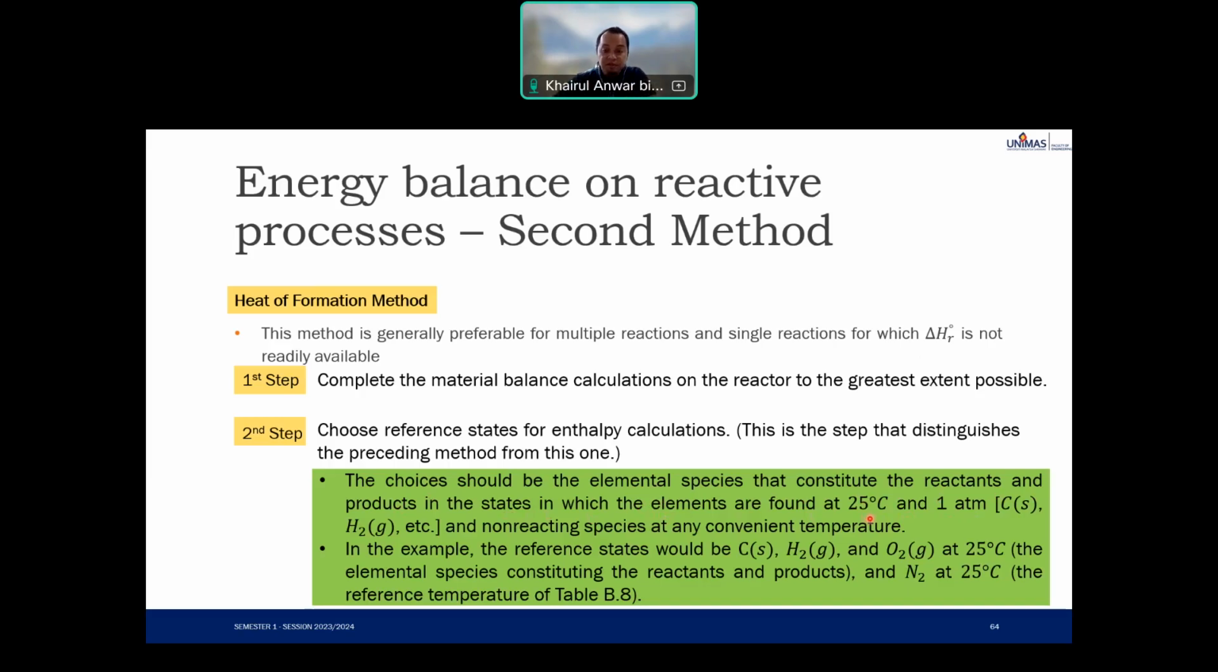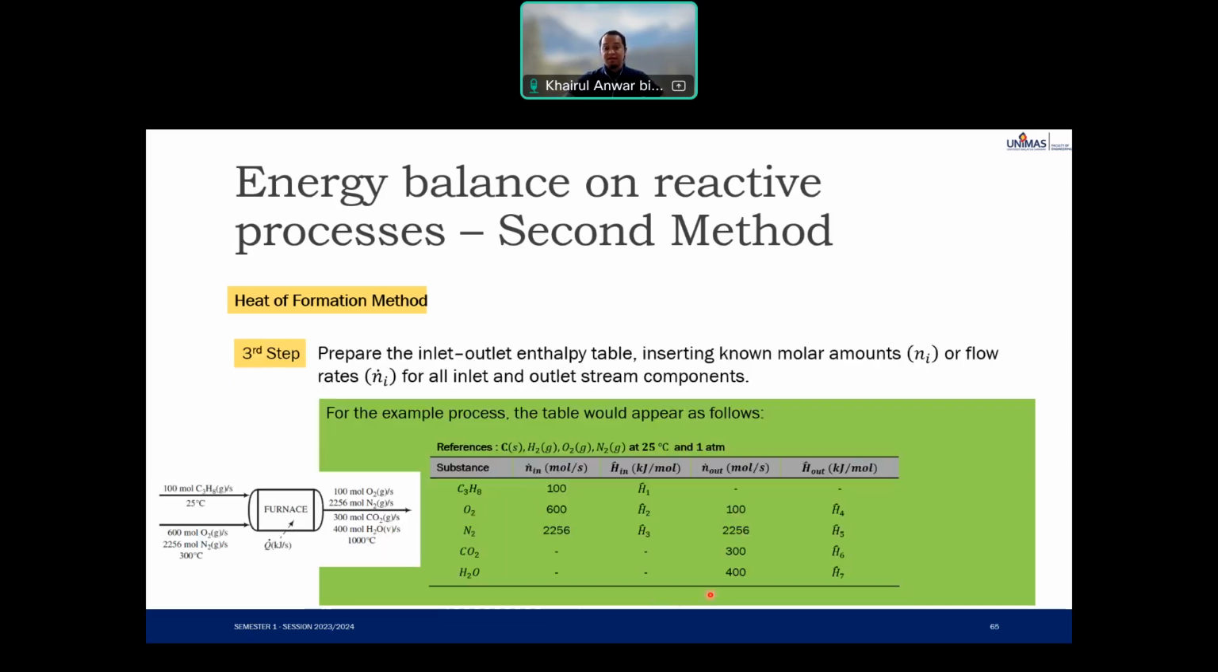In the example, the reference will be C, S, H2, O2, and N2 at 25 degrees C. The elemental C is solid. The elemental species constituting the reactant and product, and nitrogen, at 25 degrees C. The reference temperature of table B8. Table B8. Why do you choose 25 degrees C and 1 atm? Because of table B8.